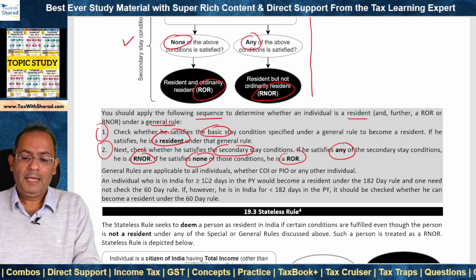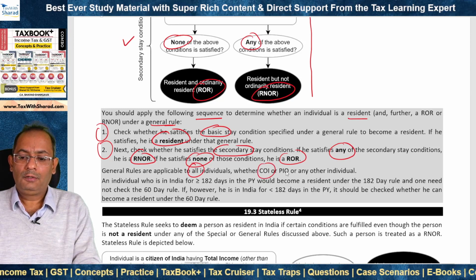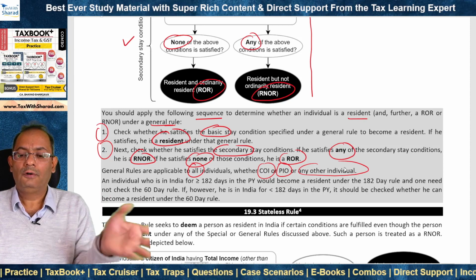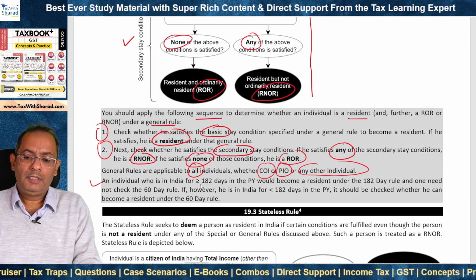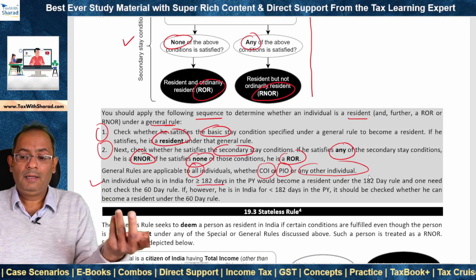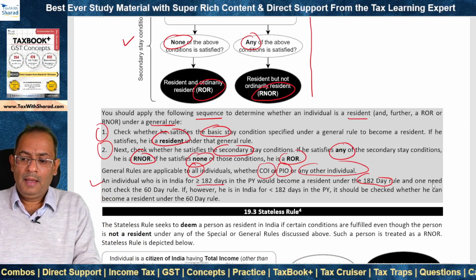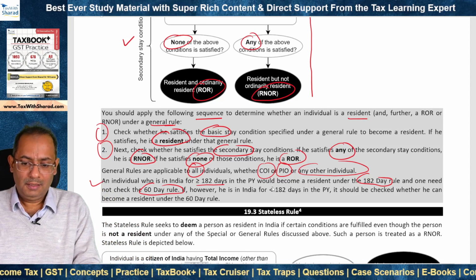And general rules, as we noted, are applicable to all individuals, whether a citizen of India or a person of Indian origin or any other individual, including a foreign national. It doesn't matter. An individual who is in India for 182 days or more in the previous year would become a resident under the 182-day rule, as per the basic conditions. And one need not check the 60-day rule because that becomes irrelevant in such case.